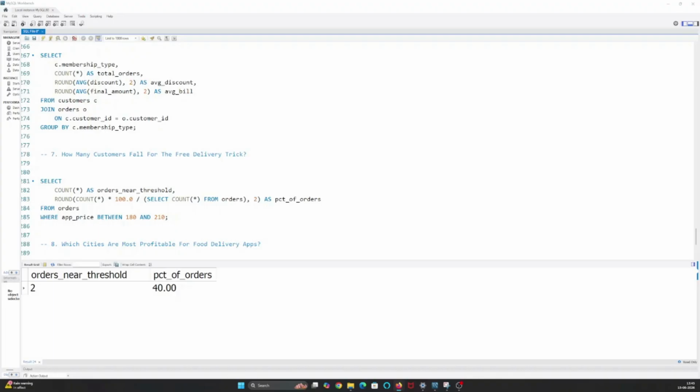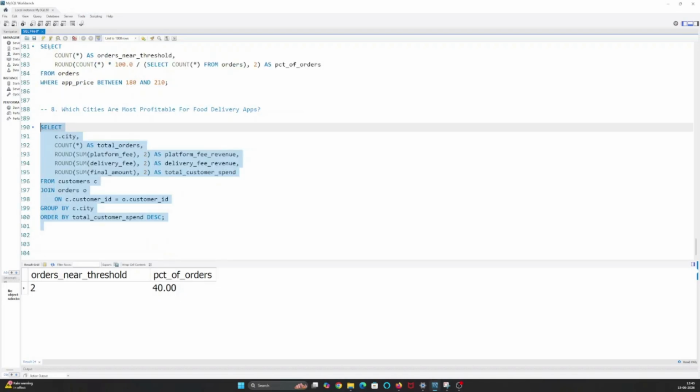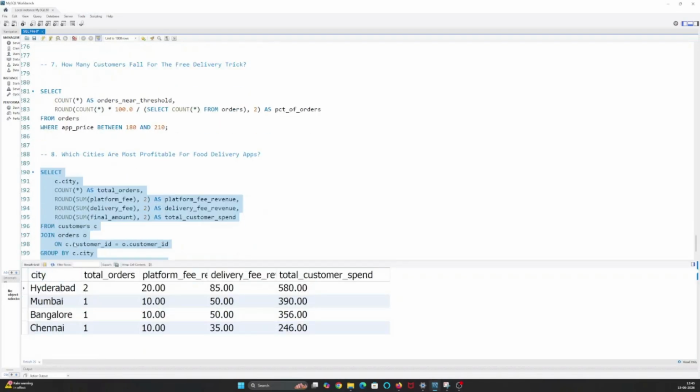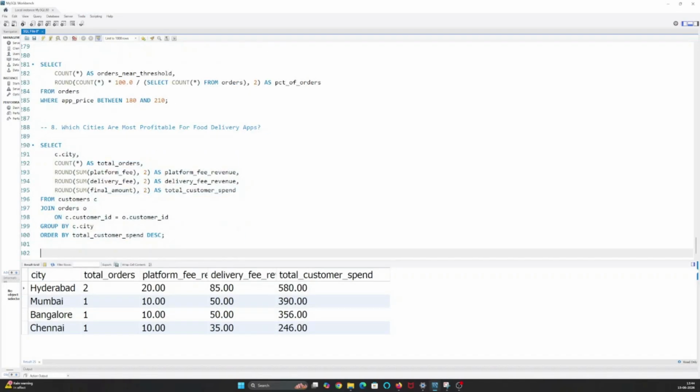Question 8. Which cities are most profitable for food delivery apps? Finally, let's look at profitability by city. This analysis helps us understand where delivery platforms generate the most revenue through platform fees, delivery charges, and overall customer spending. For business leaders, this information is incredibly valuable. High spending cities often become priority markets for promotions, restaurant partnerships, and expansion strategies.